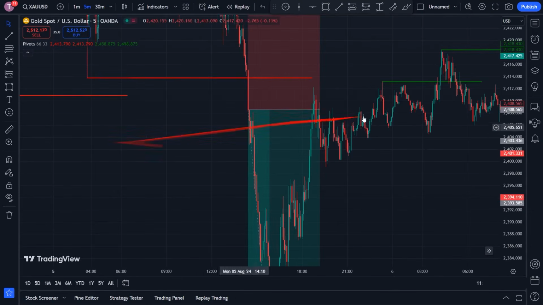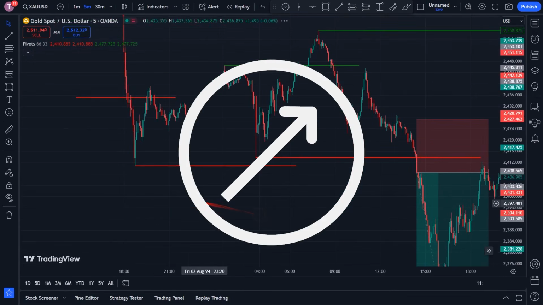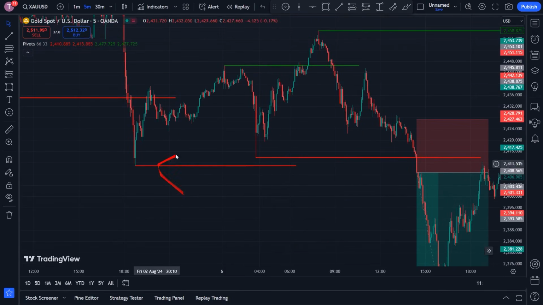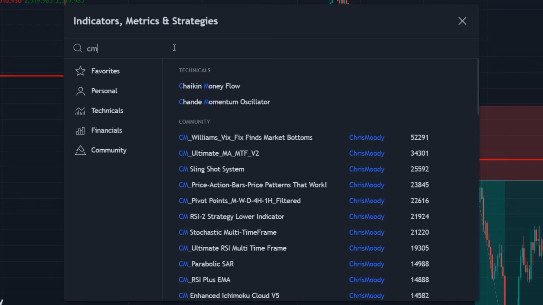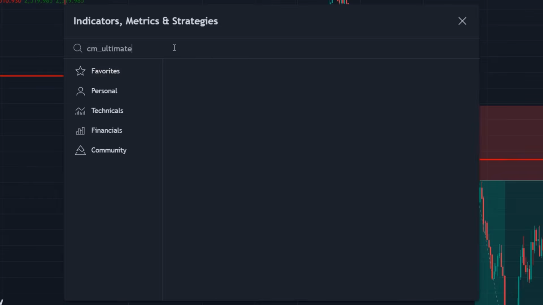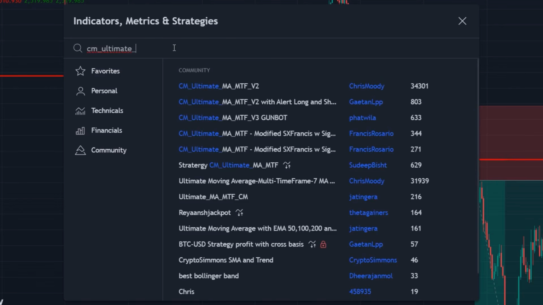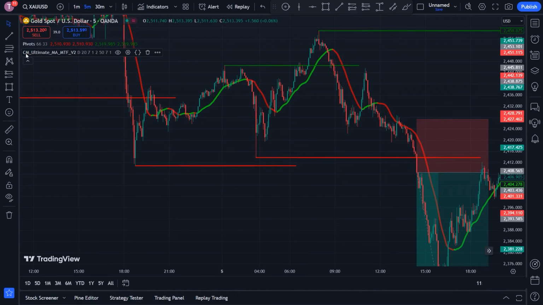After that, I want to remind you that using multiple indicators increases the accuracy of our strategy. Therefore, we can add a second indicator to our chart as well. To do this, simply go to the indicators section and type in the search box CM Ultimate MA MFT V2. Once you find it, just click on it to add it to our chart. We just need to make some changes to it so that we can make the best use of it.